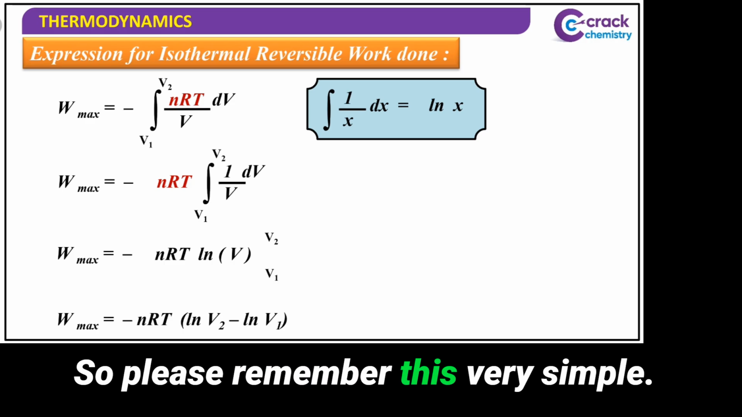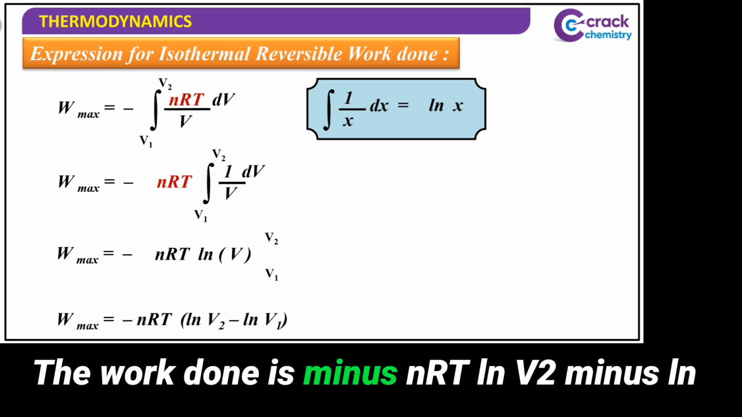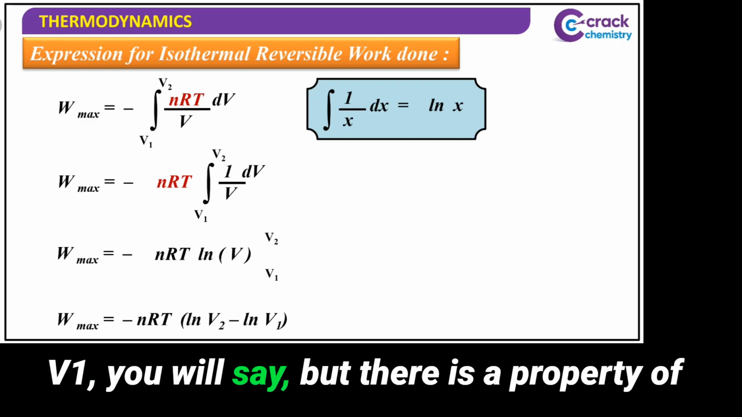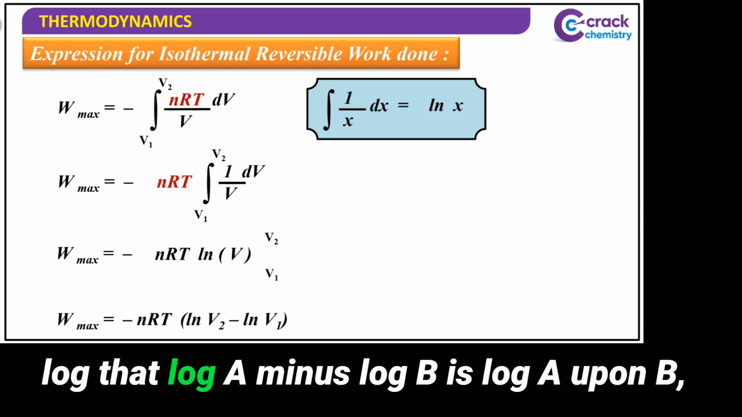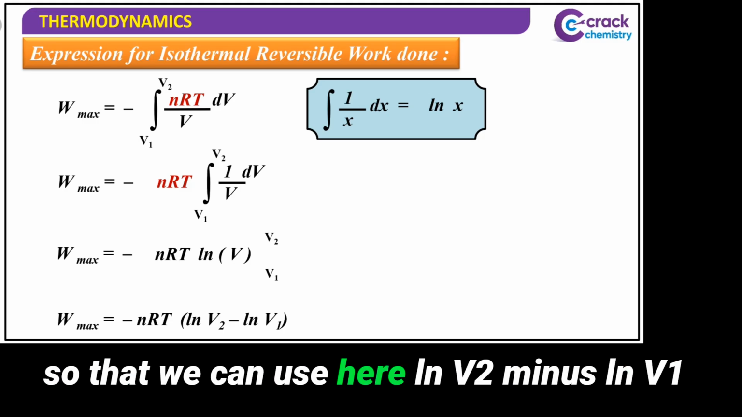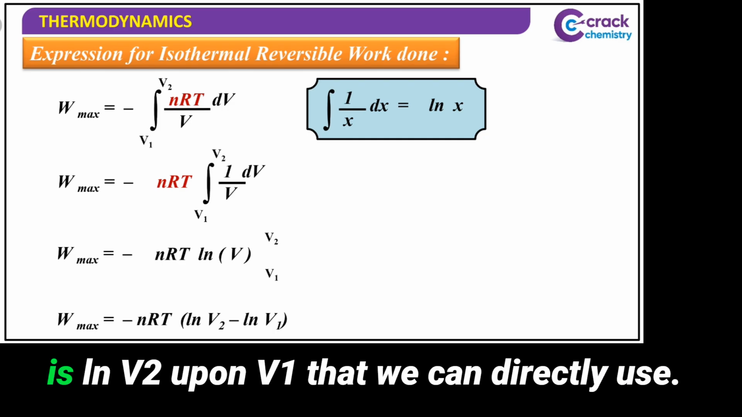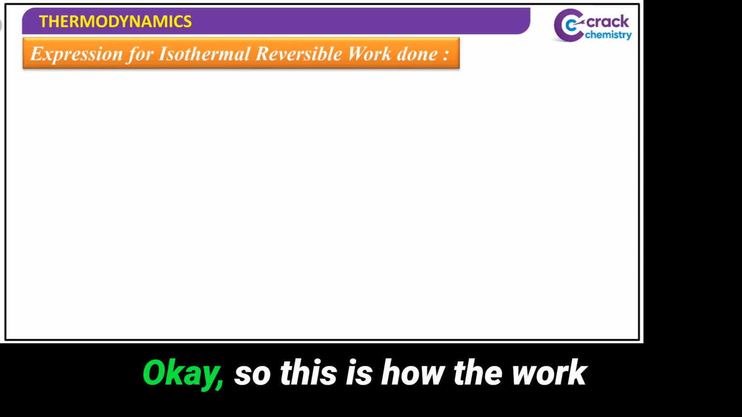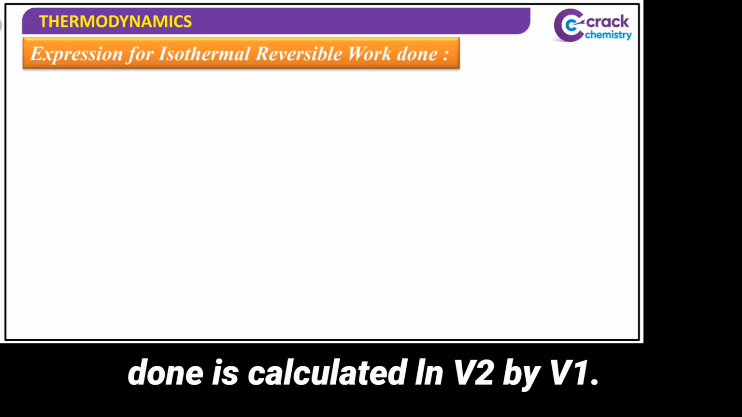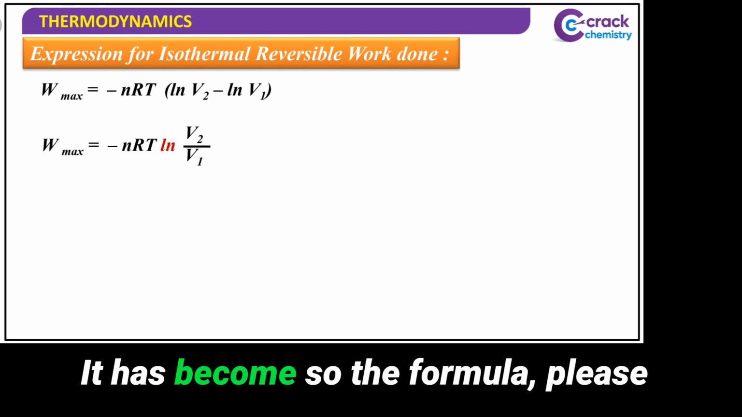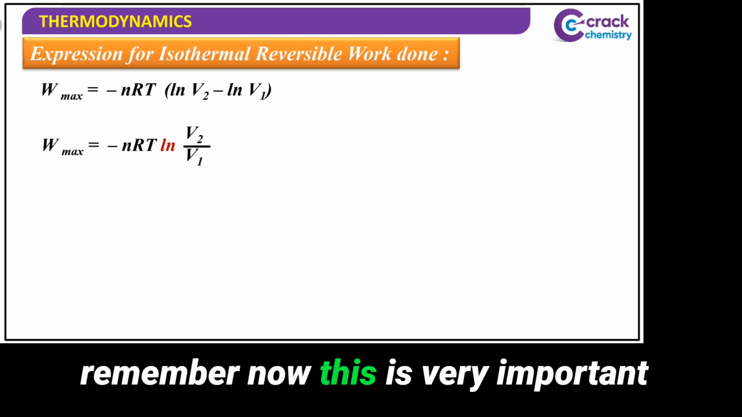Okay, so please remember this, very simple. The work done is minus nRT (ln V2 minus ln V1). You will say there is a property of log that log a minus log b is log a upon b, so we can use that here. Ln V2 minus ln V1 is ln V2 upon V1, that we can directly use. So this is how the work done is calculated. Ln V2 by V1 it has become. So the formula, please remember now, this is very important.